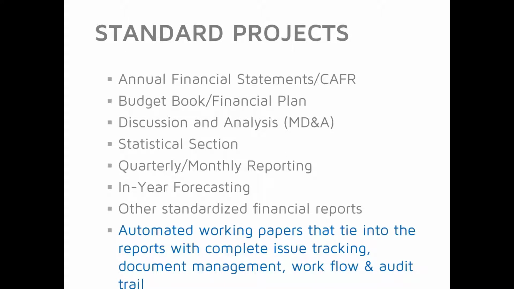So if you've got total salaries for the public works department, you'll be able to double click and it will drill down in CaseWare to a listing of all of the GL accounts that roll up to that total. So you're not left trying to puzzle out complex formulas to figure out why the number is what it is. And this is complete with issue tracking, document management, workflow, and a complete audit trail. So it's not just a report writer, in other words.